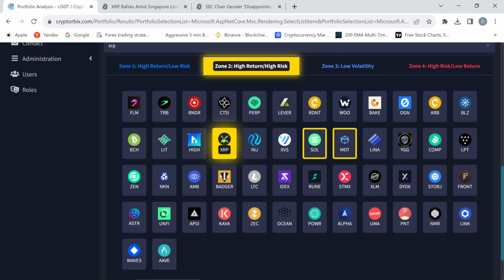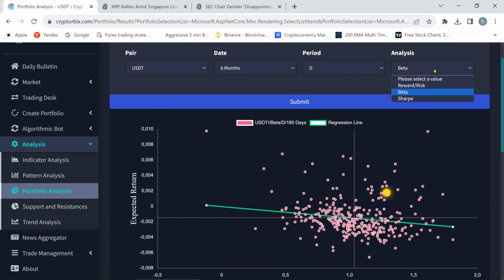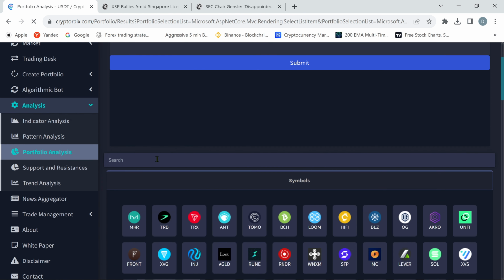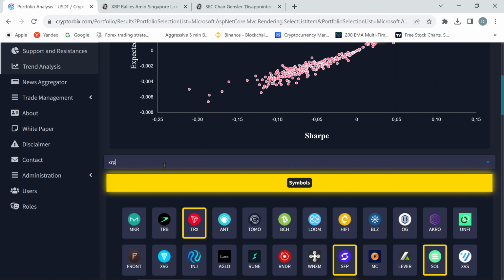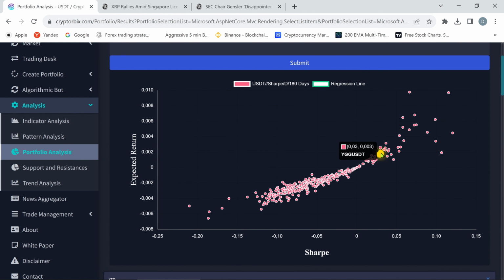Now, let's examine the Sharpe ratio. The Sharpe ratio is another ratio that measures return against risk. If this ratio is higher than other coins, it is assumed that the return will be higher. As you can see, this ratio is extremely positive. Ripple's portfolio analysis results received a full score.